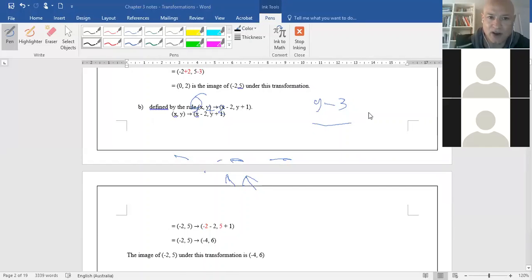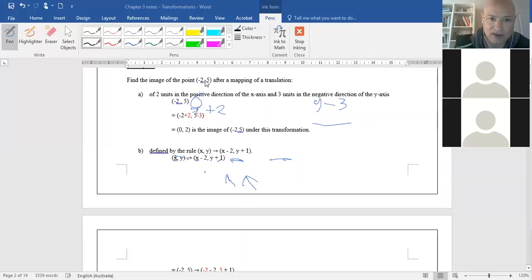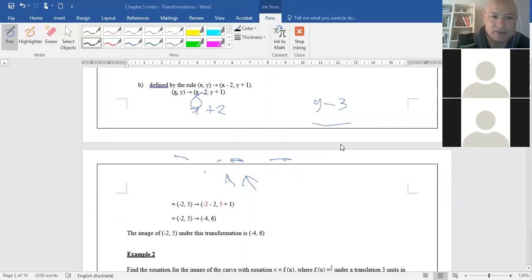So negative 2 and 5 becomes negative 2, and we are subtracting the 2 because that's what it says for us to do. Put the x value in there, put the y value in there: minus 2 for the x, add 1 for the y. So negative 2, we're taking away 2. With the 5, we're adding the 1. So negative 2, 5 goes to the point negative 4 and 6. So the image of negative 2, 5 under this transformation is negative 4 and 6.